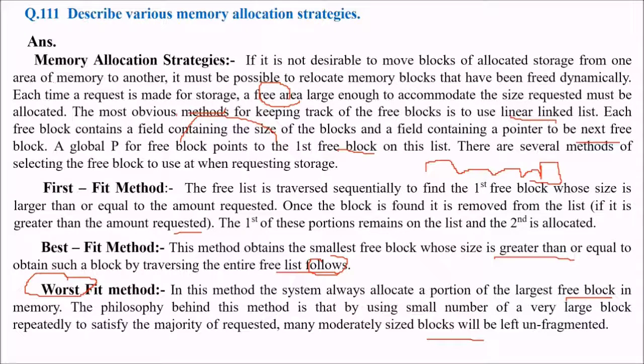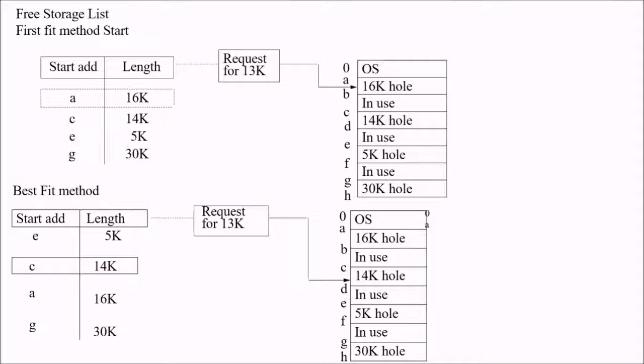So this is the free storage list. This is the first fit method. This is the start address. This is the length. Now a request for 13K has come. For 13K, first fit means it will be allocated to 16K. What about best fit?